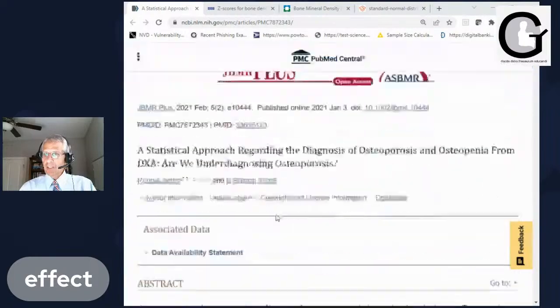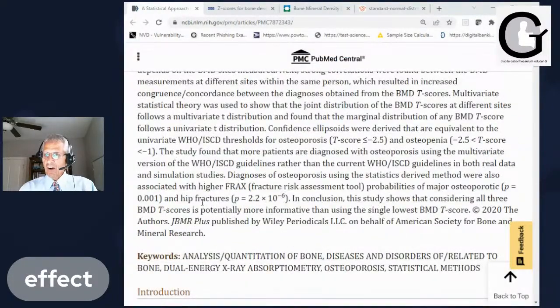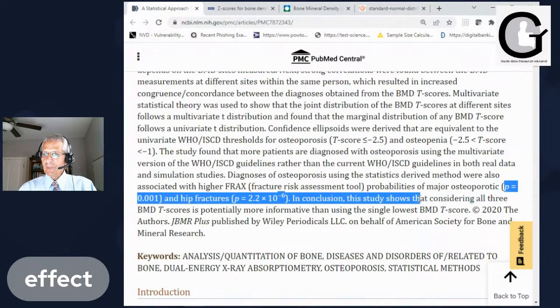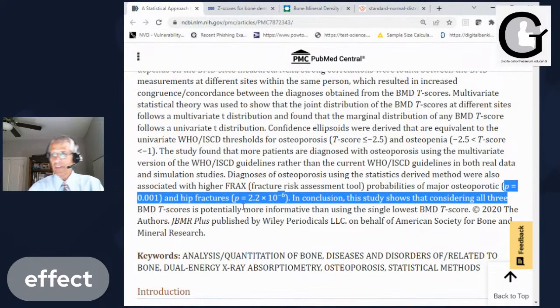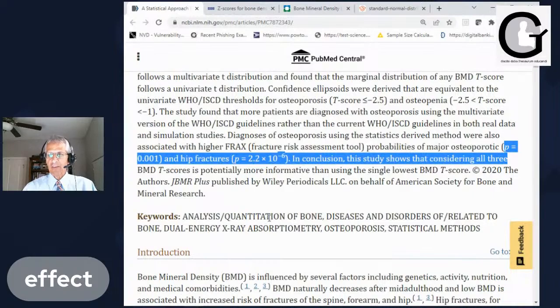Well, if we go back up here, you're going to see that the p-values here are really low. Here the p-value is 0.001, and for hip fractures the p-value is 2.2 times 10 to the negative sixth. Both of these are less than 0.05, which is the normal alpha measurement. As long as it's lower than 0.05, you can reject the null hypothesis, and that means that there is a difference between two samples, two areas, and that's what they want. They want that difference. So that's really interesting from the standpoint of how that all works.